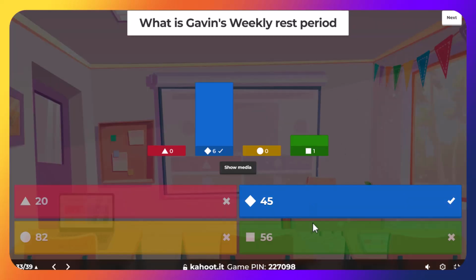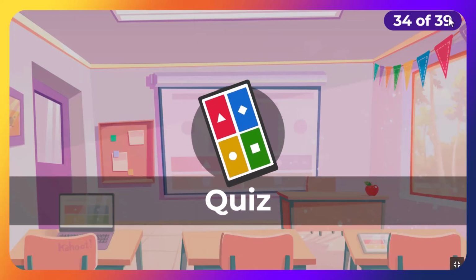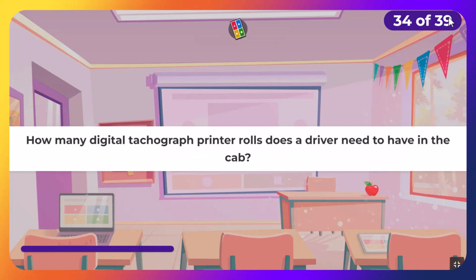If you got that wrong, or you got it wrong again, write it down. The act of writing it down will make it stick in your mind. Because you're using your brain, your eyes, your muscles, and then you're feeding it back through your eyes into your brain. If you're having trouble learning something, don't just keep trying to memorize it the same way. Physically write it down. How many digital tachograph printer rolls does a driver need to have in the cab?